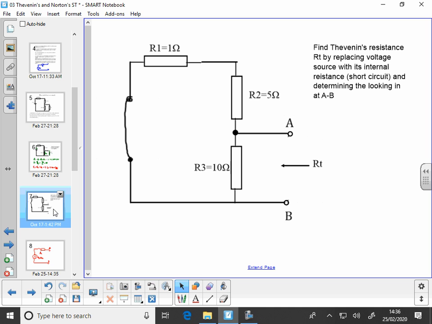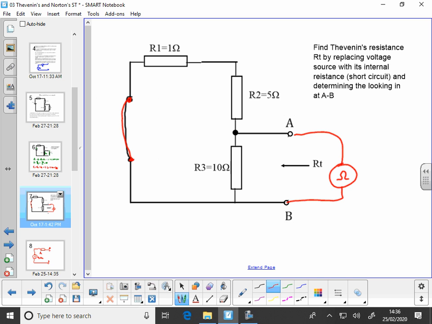So we do that by proving the voltage source. And because an ideal voltage source has a resistance of 0 ohms, we replace the voltage source with a short circuit. So that's this bit here. And then we've got to determine what the resistance is, looking back in there, i.e. if we had an ohm meter and put it on those 2 terminals, what would we measure?